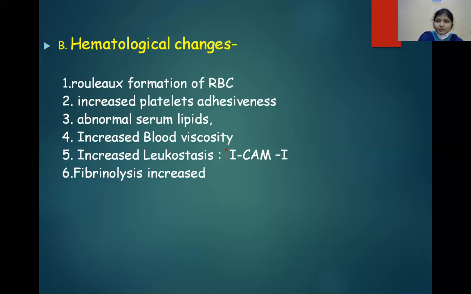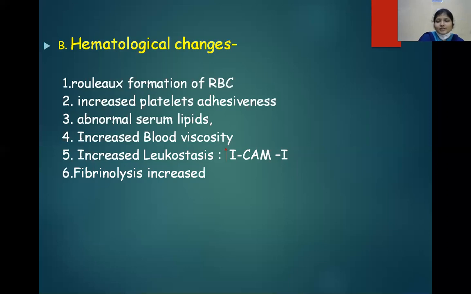Next, coming to hematological changes. So what are the various hematological changes you see with hyperglycemia? There is RBC rouleaux formation and increased platelet adhesiveness. That is hyperviscosity of the blood leading to occlusion of the vessels.